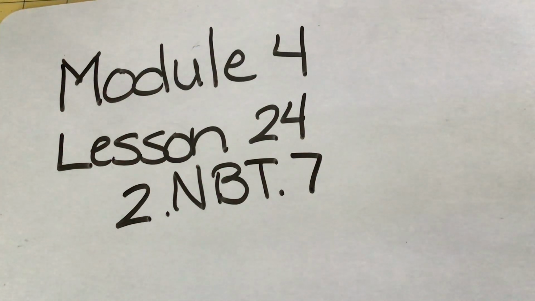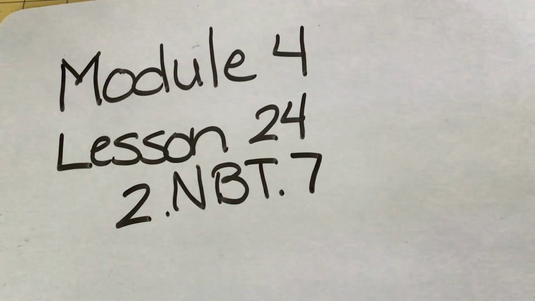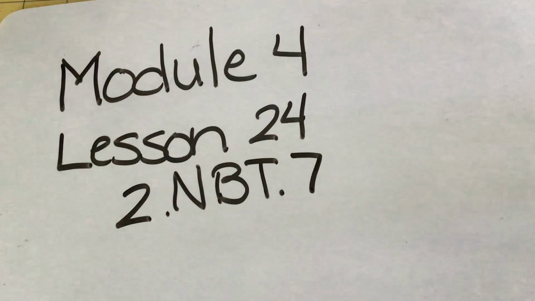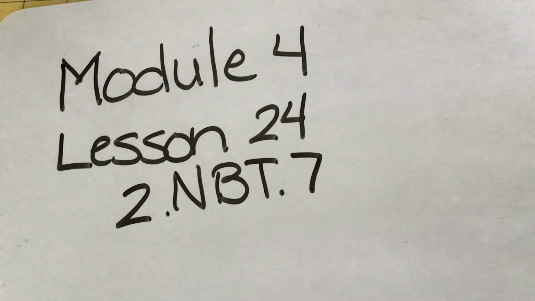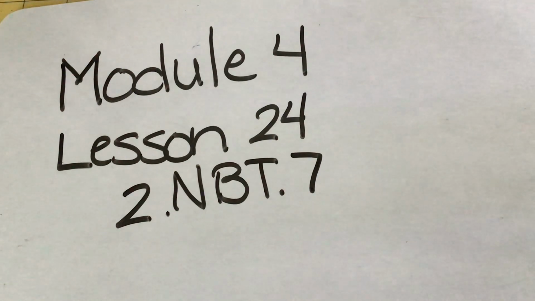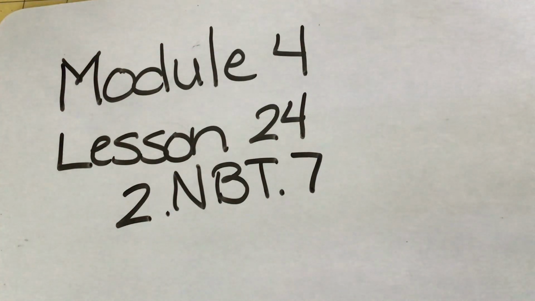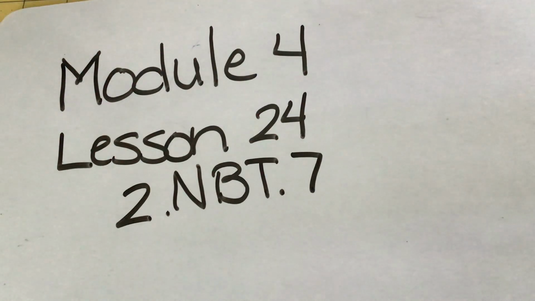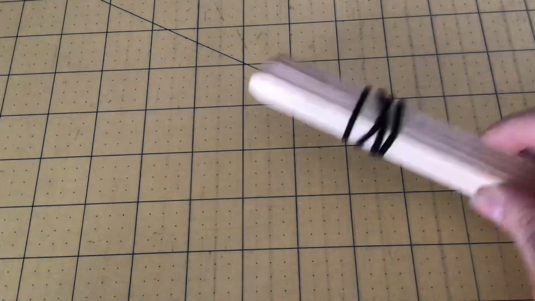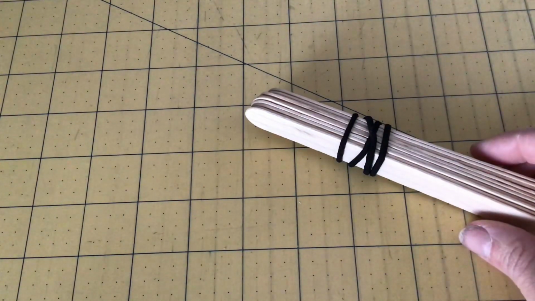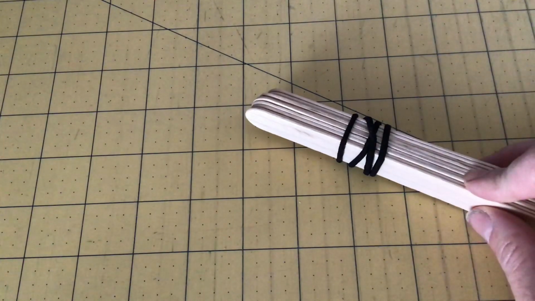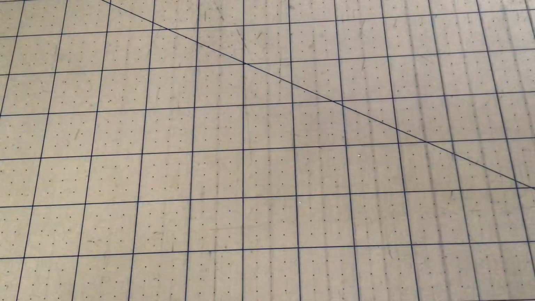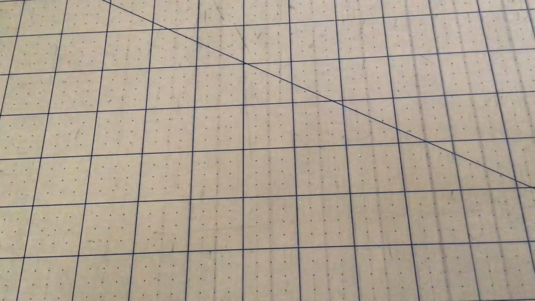Second grade. Today we're going to work on Module 4, Lesson 24. Our objective for today is to use manipulatives to represent subtraction with decompositions of 100 as tens and 10 as 10 ones. That's just a fancy way of saying we're going to look at groups of 10 and break them apart into 10 ones, and we're going to look at groups of 10 tens, or 100, and break them back into the tens.